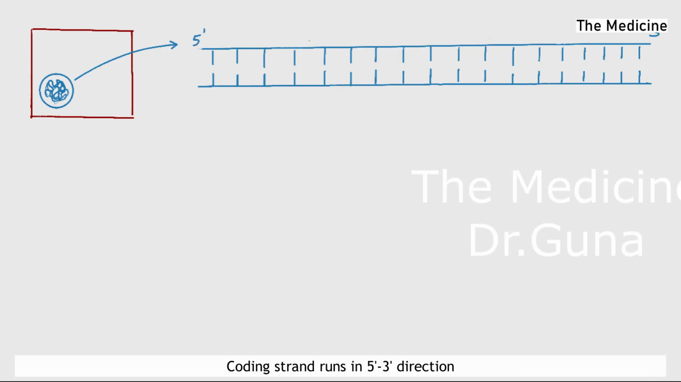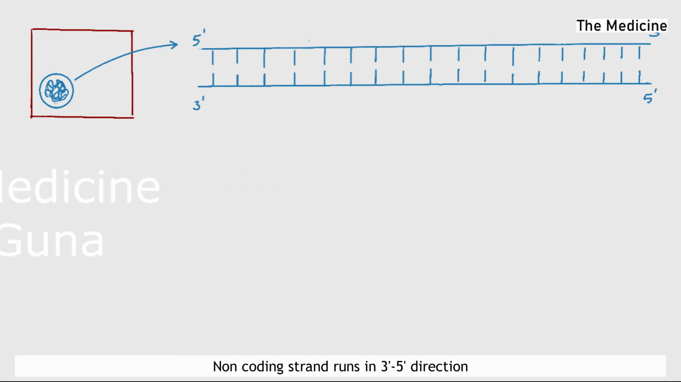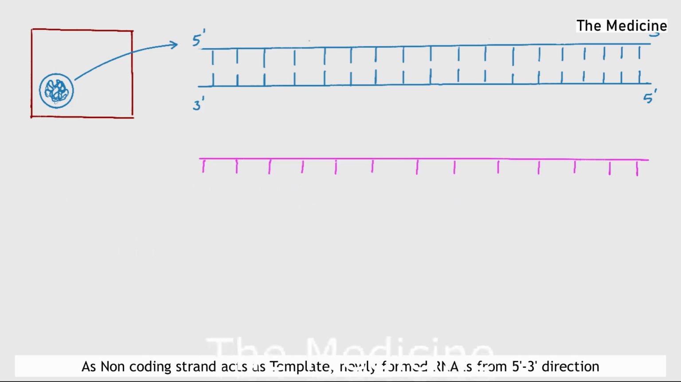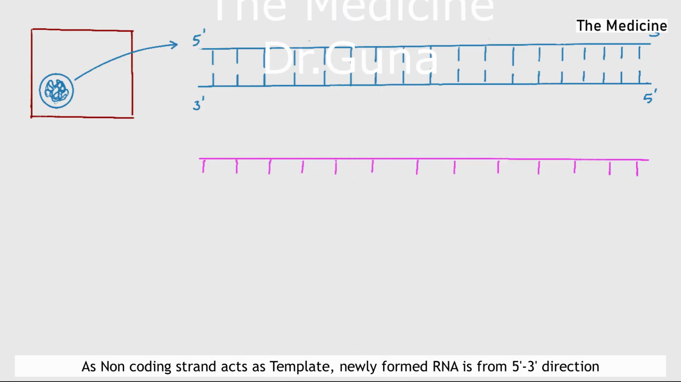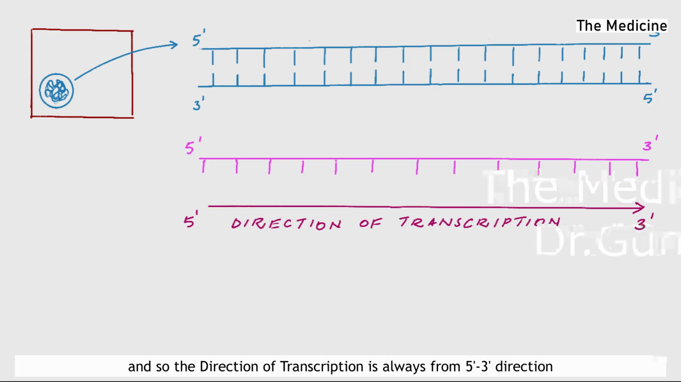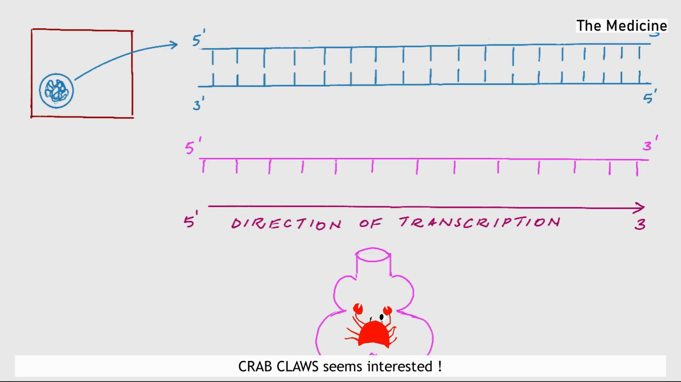Coding strand runs in 5' to 3' direction. Non-coding strand runs in 3' to 5' direction. As non-coding strand acts as template, newly formed RNA is from 5' to 3' direction, and so the direction of transcription is always 5' to 3' direction.